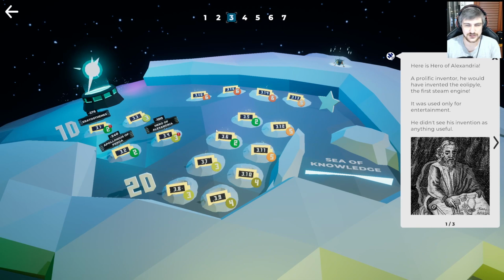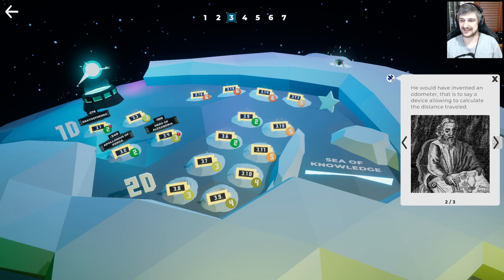Hero of Alexandria. Here is Hero of Alexandria. Prolific inventor. He would have invented the first steam engine. It was used only for entertainment. He didn't see his inventions as anything useful. Oh my god. He would have invented an odometer, that is to say, a device to calculate the distance traveled.